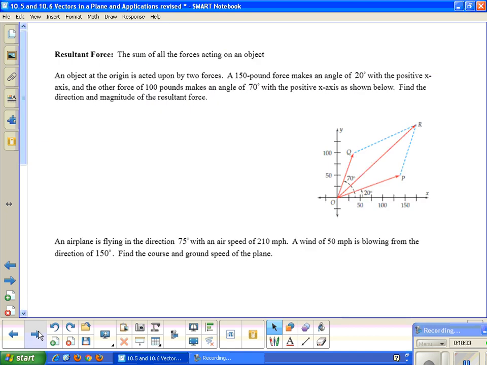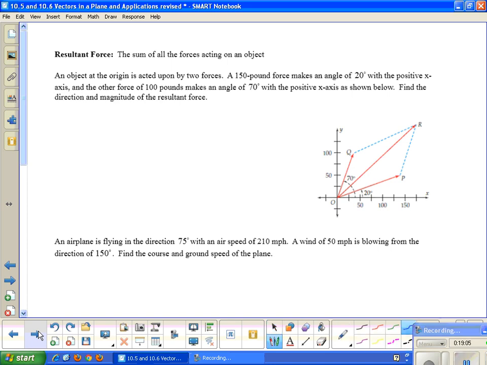Now, let's recall that the resultant force is the sum of all the forces acting on an object. And remember that the resultant force is just when you're adding your forces together. So an object at the origin is acted upon by two forces. A 150-pound force makes an angle of 20 degrees with the positive x-axis, and the other force, 100 pounds, makes a 70-degree angle with the positive x-axis as shown below. We want to find the direction and the magnitude of the resultant force.